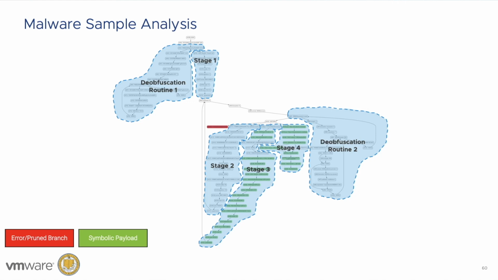What you can see in red in the control flow graph are the errored or pruned branches due to our concretization strategy, while what you can see in green is the symbolic payload, which are all those cells that depend on environment variables and that we need to concretize when executing them in order to correctly execute the sample.